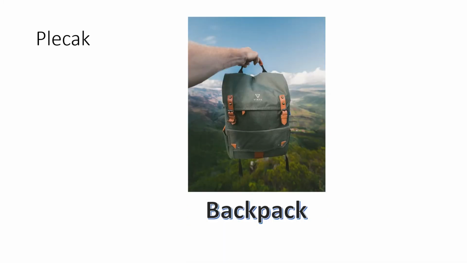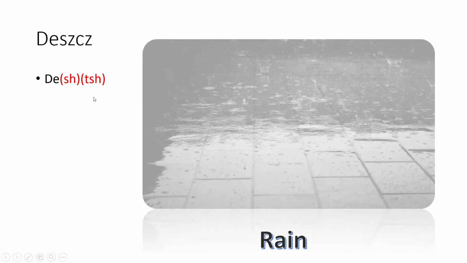Okay, so you guessed it well. Plecak, you can guess it with me. Backpack. So this one, deszcz. So SZ is sh, CZ is ch. So deszcz. Okay. Rain.